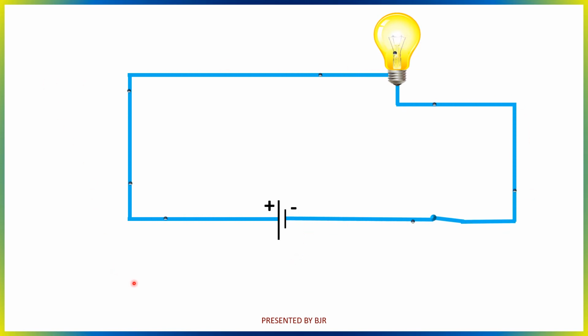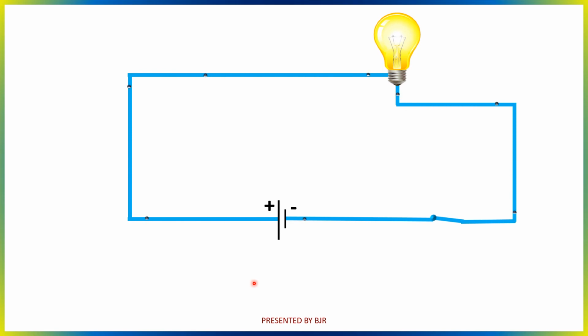Then what is conventional current? The flow of the direction of positive charges is called the conventional current. But in general, in any metallic conductor, positive charges do not travel, isn't it? So only negative charges, that is electrons, move throughout the conductor.